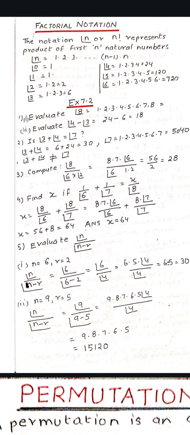Good morning, students. Today we will discuss the exercise 7.2 of permutations. First of all, we start with factorial notation.